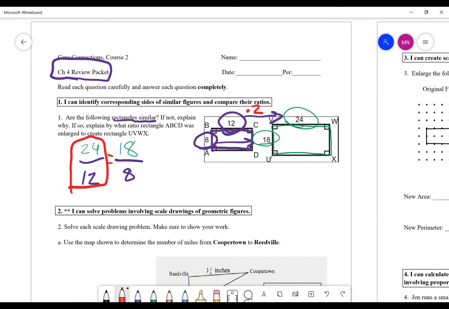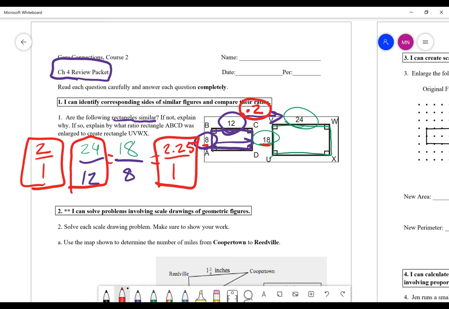24 over 12, well, that would reduce to 2 over 1. So I would need to multiply 12 by 2 to get to 24. Let's see if we do the same thing with the other sides. So here we have 18, and we're going to divide it by 8. Well, when I do 18 divided by 8, that gives me a number that's bigger than 2. In fact, it gives me 2.25 over 1. So since these are not equivalent, then we can tell that they are not similar, all right, because we don't multiply by the same number. So not similar, different ratios. And now we're all good to move on to the next problem.